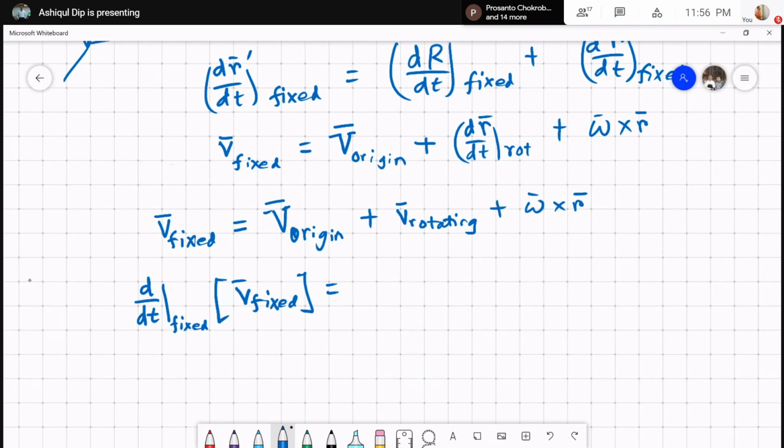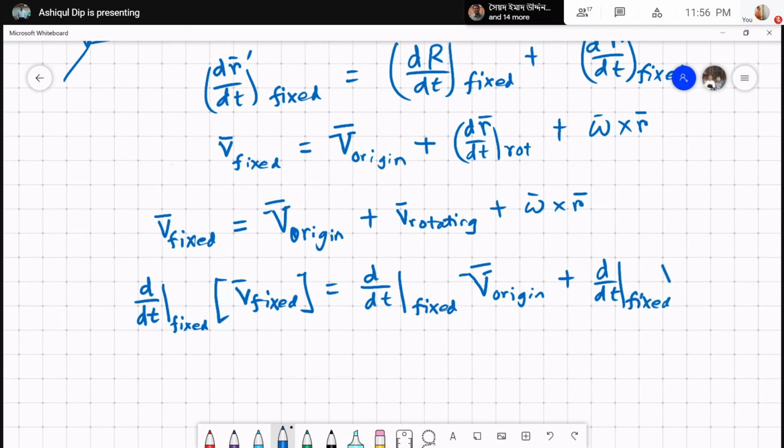So I do the same thing all along: big V origin plus d/dt fixed on V rotating plus d/dt fixed on omega cross r.